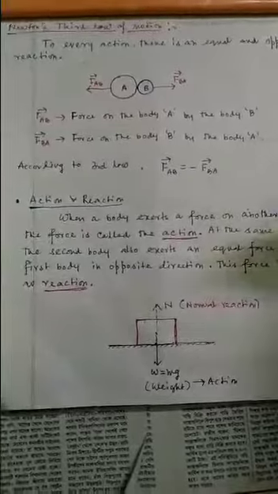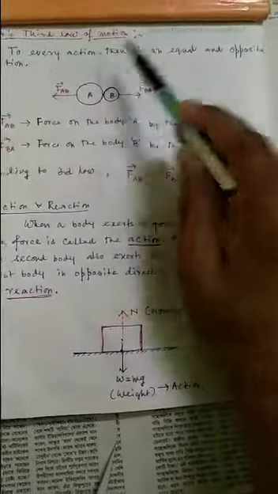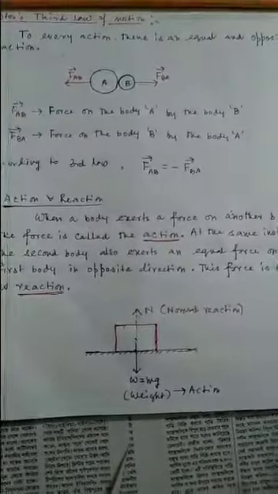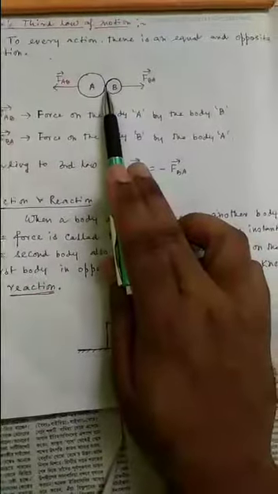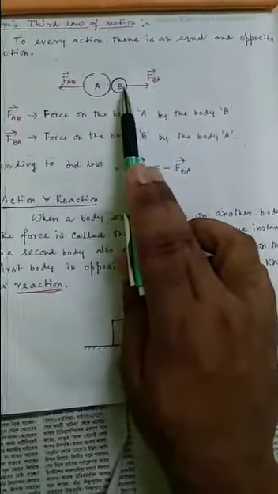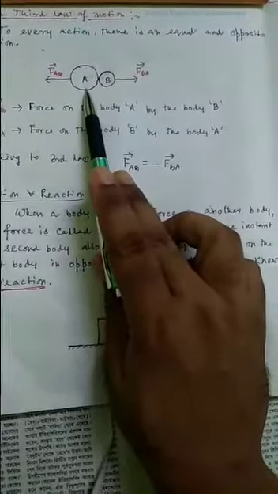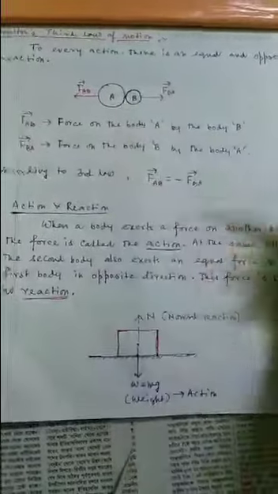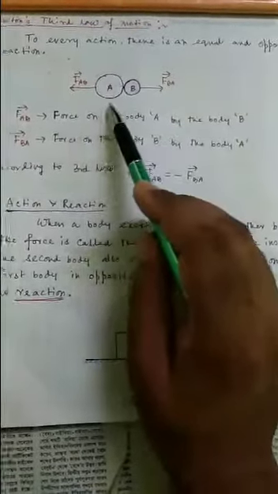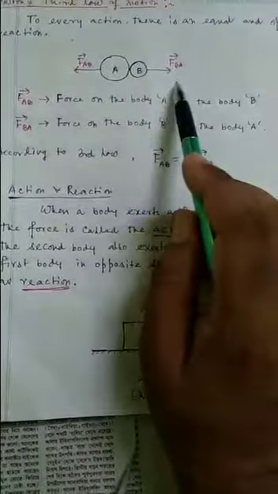Now, let me analyze it. First of all, you have to know what action and reaction are. Action and reaction are nothing but two forces which act simultaneously when two bodies exert force on each other. Just like this, here A and B, I consider two bodies. They constitute a system. There is no external net force acting on the system. Only the internal force exists.